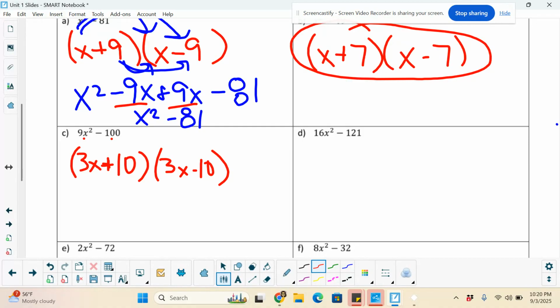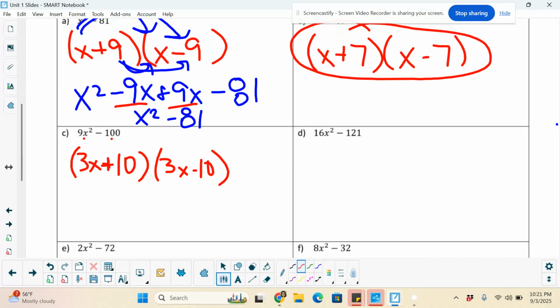All right, let's look at D, another example here. We go ahead and check this out. 16 is a perfect square. X squared is a perfect square. Minus. And 121 is a perfect square because it is 11 times 11.